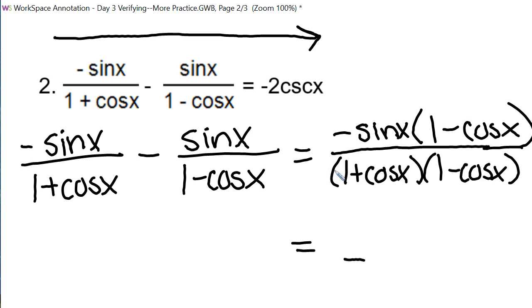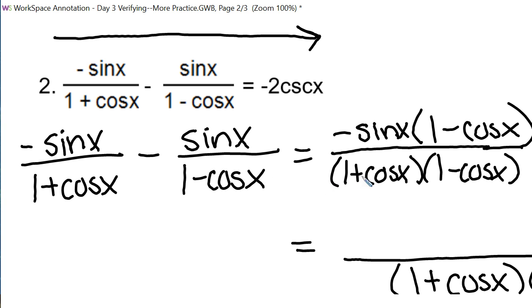Now I'm going to go ahead and combine everything into one fraction. Oh, I made a mistake. What mistake did I make? Yeah, this was a minus. I don't know why I put a plus, but this is supposed to stay a minus. Okay, so the denominator stays the same. I'm going to keep it as 1 plus cosine of x times 1 minus cosine of x.